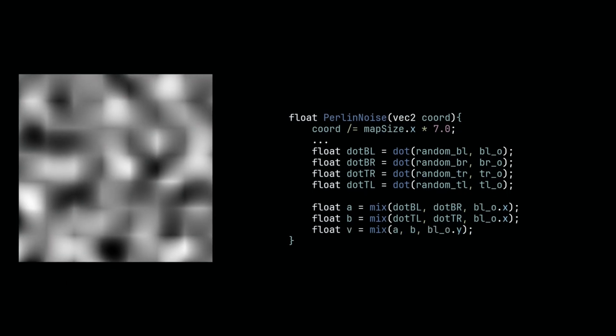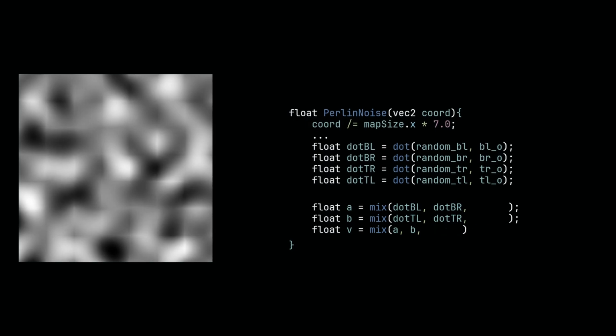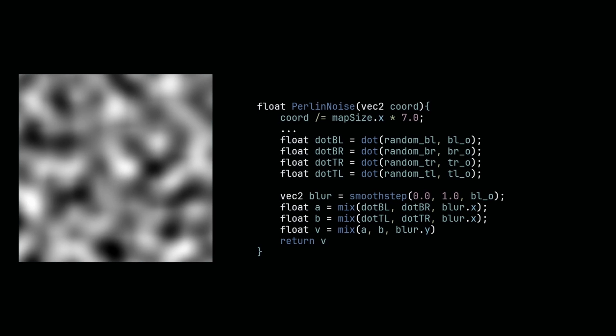As you see, the corners are abrupt. To fix that, let's try smoothing the interpolation factor instead of directly lerping, which provides a more gradual transition between the corners, resulting in smoother gradients. And there you have it, a fully functioning Perlin noise which you can use for whatever you need.